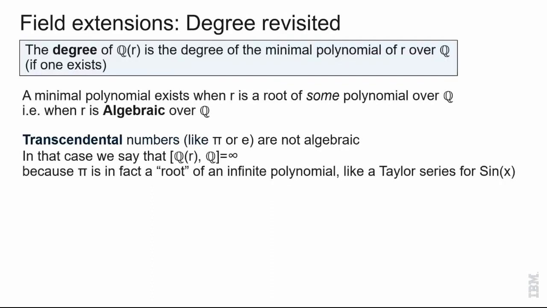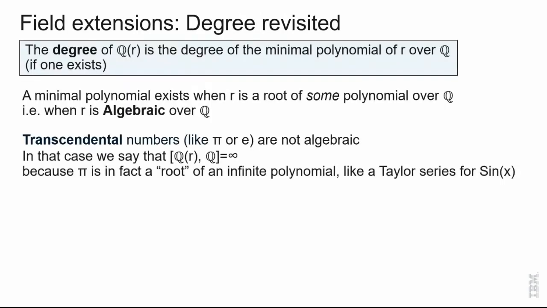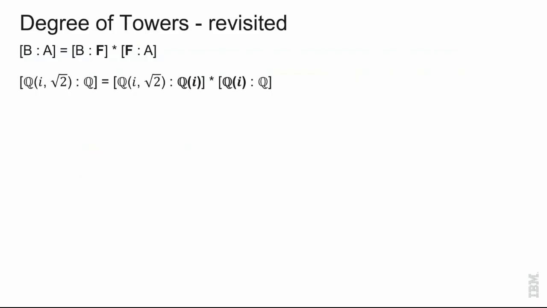So let's look again at the Tower law that we saw before. If you remember, we said that if you want to start from A and extend it to B, try to find an intermediate field F, and we said that if you multiply the degrees of these 2 field extensions together, you get the degree of the final extension. And by degree, we said that it means the size of the vector space. But now we have a different definition of degree, because we just discovered that the degree of a field extension is the degree of the minimal polynomial. You can just restate the Tower law in terms of degrees of polynomials.